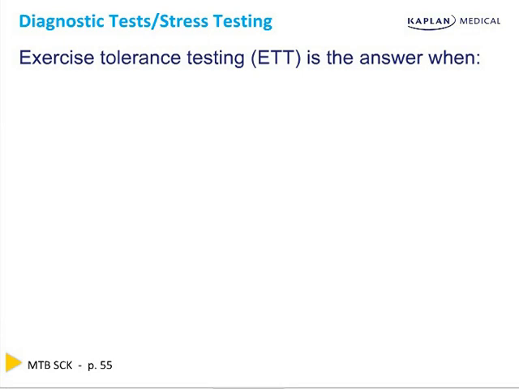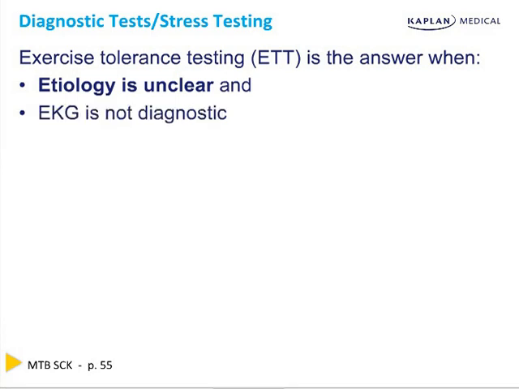Exercise tolerance testing is used synonymously with the term stress test. A stress test is used when the etiology is not clear. If a person has chest pain that is exertional, relieved by rest, and it's a repeated clear pattern, you don't need a stress test. You already know they have ischemic pain. If the EKG shows clear ST segment depression, you don't need a stress test. If the EKG is unclear, you need a stress test. If the history is unclear, you need a stress test.